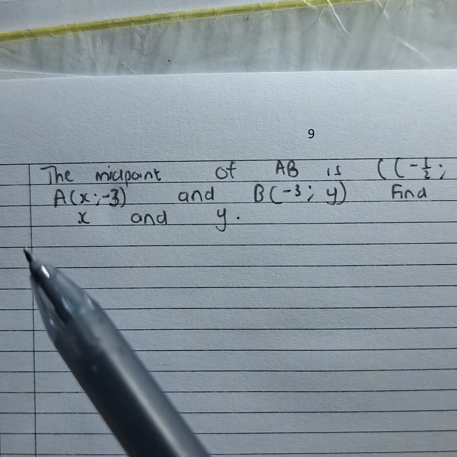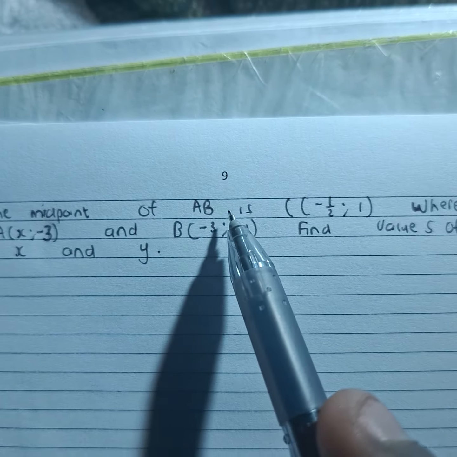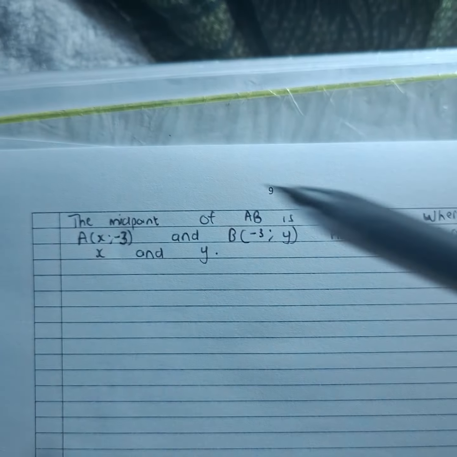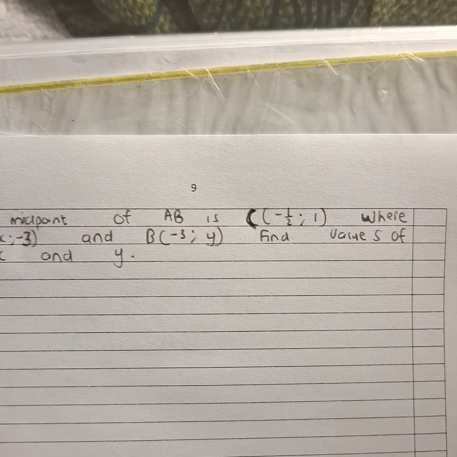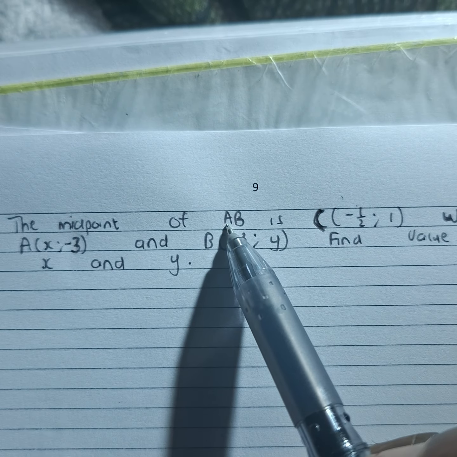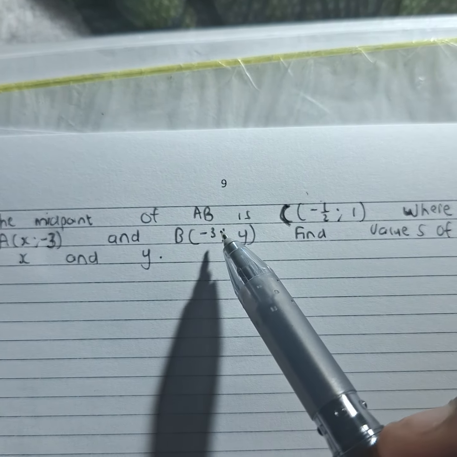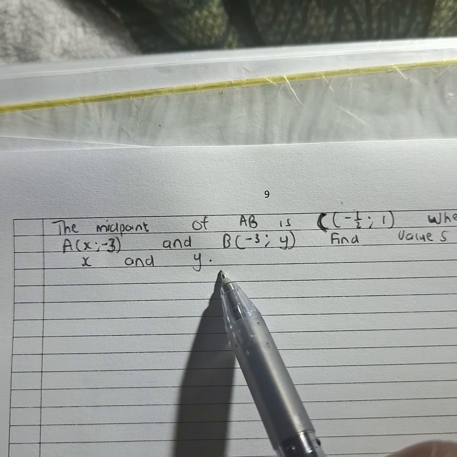All right, so very quickly now we're going to look at a question: the midpoint of AB is C, okay? So the coordinates of the midpoint are -1/2 and 1, where A, which is obviously an endpoint, is x and -3, and B is -3 and y. Find the values of x and y.